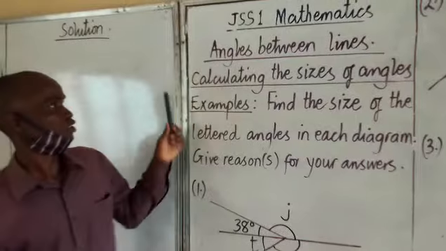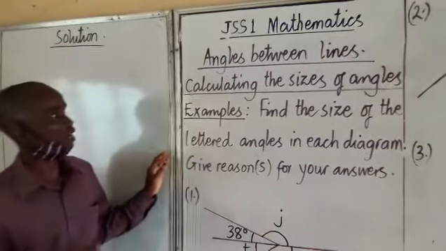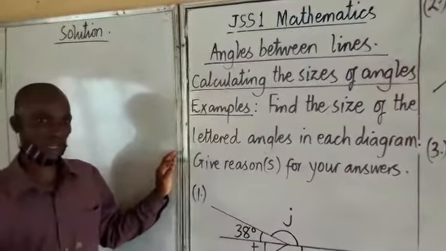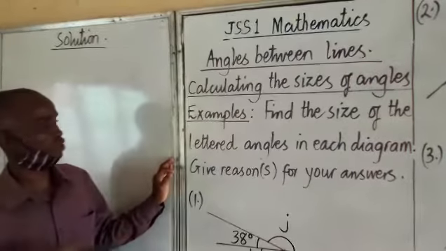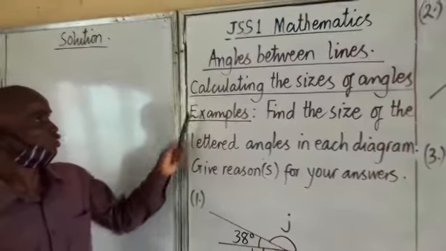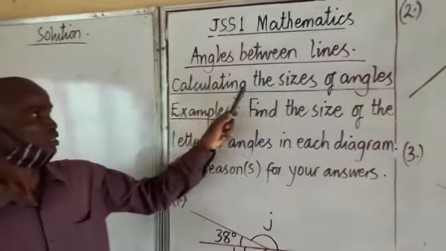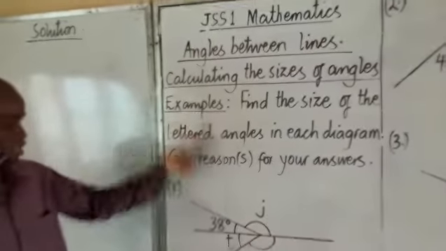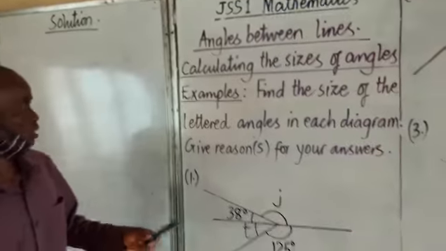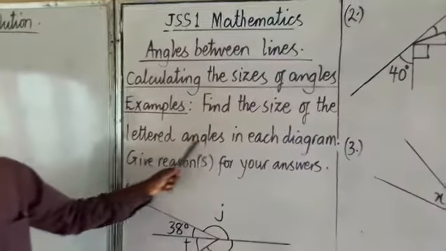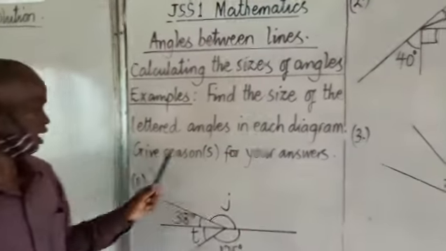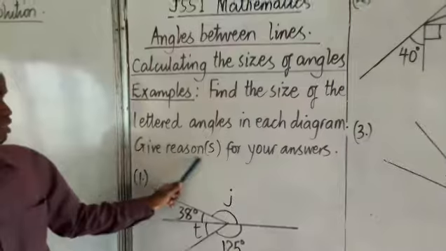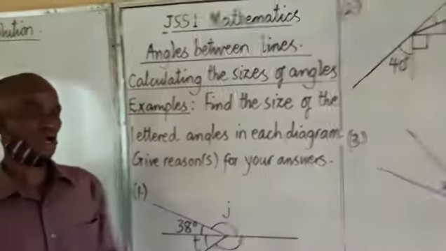The topic is still angles between lines, measurement of angles. So this morning we look at calculating the sizes of angles. We have some examples on the board, about 9 of them. Find the size of the lettered angles in each diagram. Give reasons for your answers.